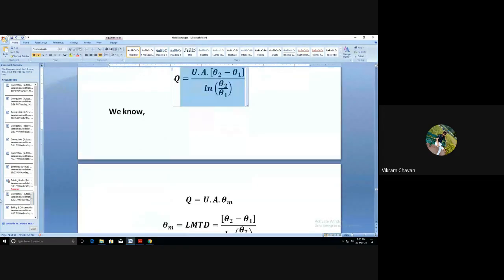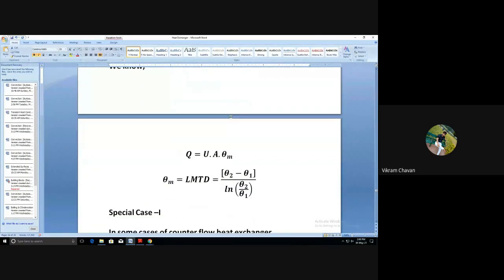Okay, so we know q is equal to u multiplied by a multiplied by theta m. The u and a terms are already there in the equation, so the remaining term is nothing but the logarithmic mean temperature for the counter flow. So theta m will be equal to theta2 minus theta1 divided by ln of theta2 divided by theta1. Now if you compare the equations for LMTD for parallel flow and LMTD for counter flow, we'll get the same equation.